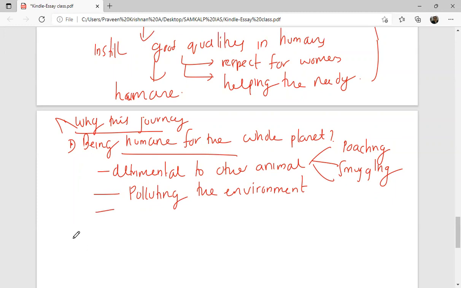Secondly, I'll come up with another theme, why this journey is important. The second theme is that being humane will solve a lot of problems of humans.